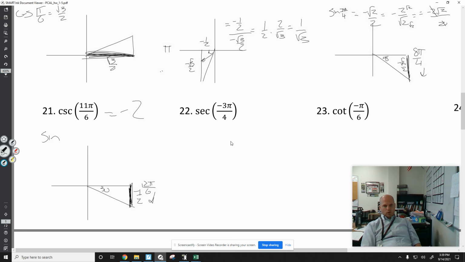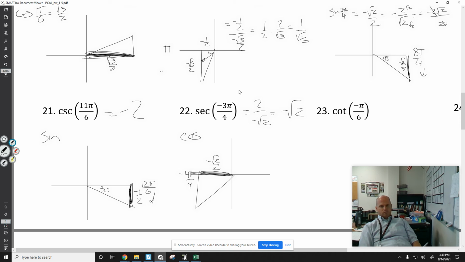Secant of negative 3 pi over 4. Well, I know negative 4 pi over 4 is over here. Add a pi over 4. I'm right here in the third quadrant. 45-degree angle. Secant, flip cosine. Cosine, this length. Cosine, negative root 2 over 2. Flip it. You got 2 over root 2, which simplifies to just be root 2. Right? You can write this as root 2 times root 2, cancel root 2. It's negative root 2.